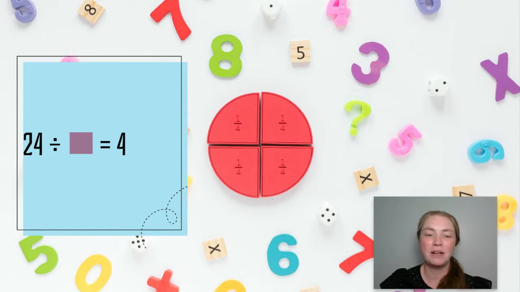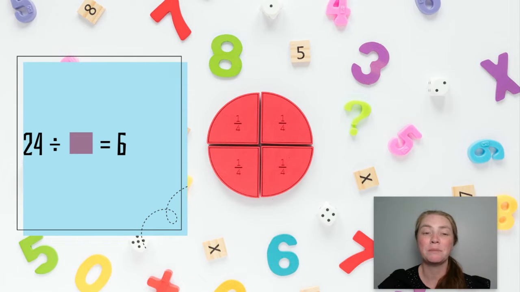24 divided by what number will give us 4? I'm thinking in my head, 4 times what is 24? If you said 6, you are correct. 24 divided by what number will give us 24? If you said 1, that is correct. 24 divided by what number will give us 0? If you said 0, you are correct.